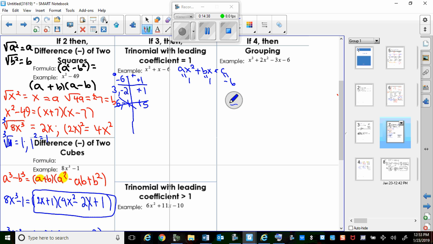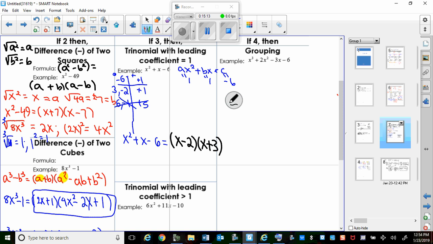So my two factors, when I write this out: x squared plus x minus 6 equals (x minus 2) times (x plus 3). We said the factors were negative 2 and 3. And that's it. That's all you have to do.